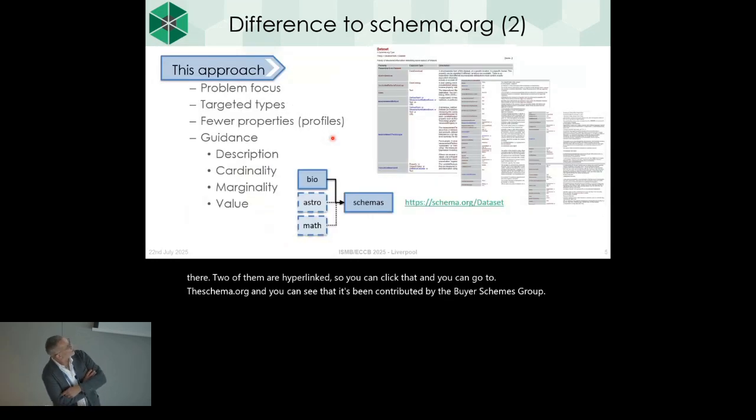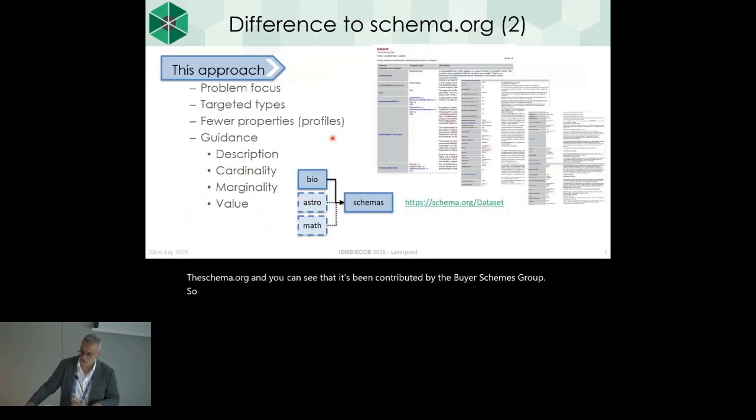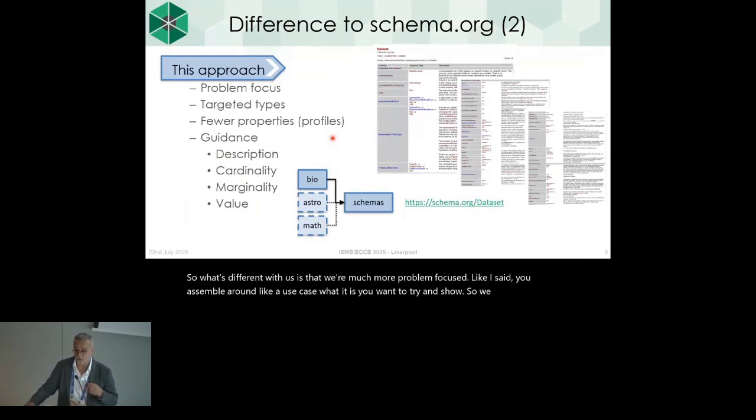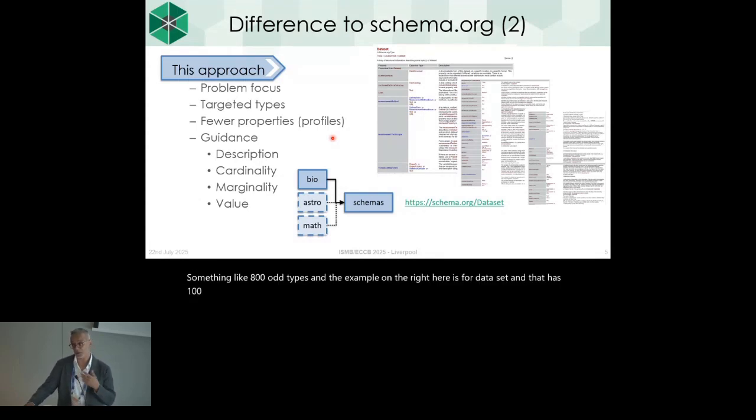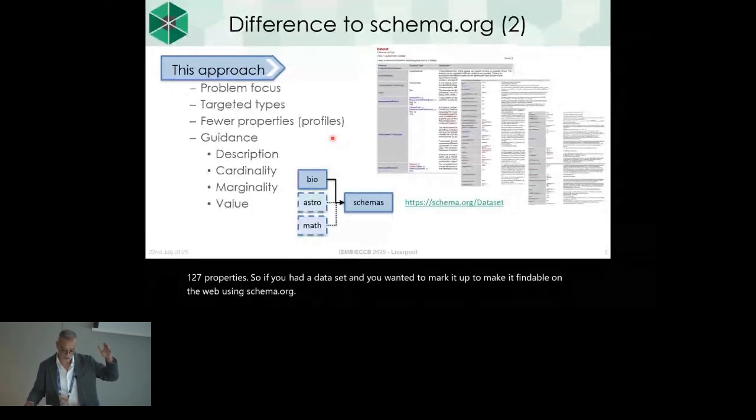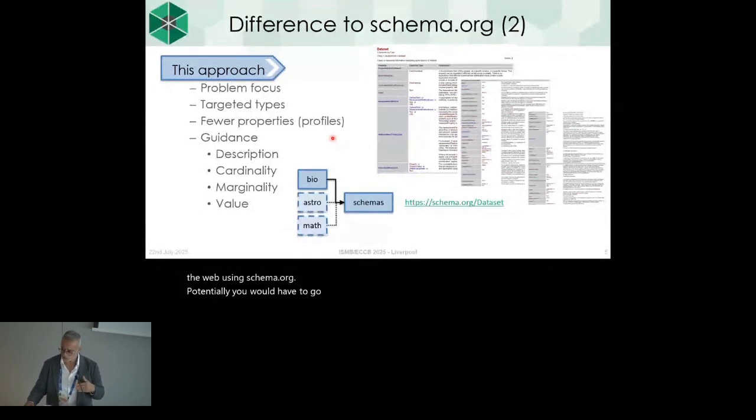So what's different with us is that we're much more problem focused. Like I said, you assemble around a use case, what it is you want to try and show. So we have targeted types and we choose fewer properties. So I think schema.org has something like 800 odd types. And the example on the right here is for dataset, and that has 127 properties. So if you had a dataset and you wanted to mark it up to make it findable on the web using schema.org, potentially, if you knew nothing else, you'd have to go through all those properties, see which ones are most applicable, and that's a bit of a burden.